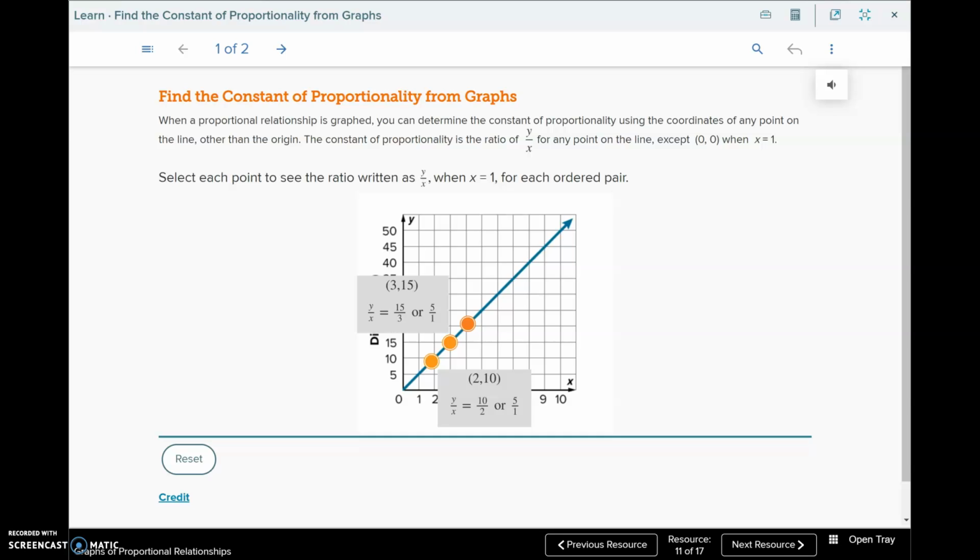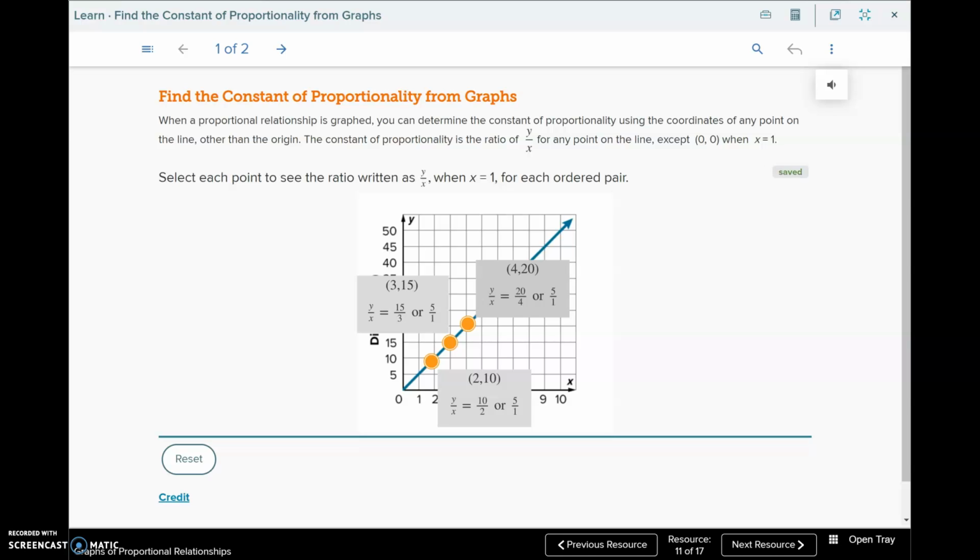Our next point here, 3, 15. So let's rewrite it. Y is 15, x is 3, so 15 over 3, or 5 over 1. It simplified. And then 4, 20. Y over x is 20 over 4, or 5 over 1. So this is a proportional relationship because they all have the same ratio, which is what we're looking at.